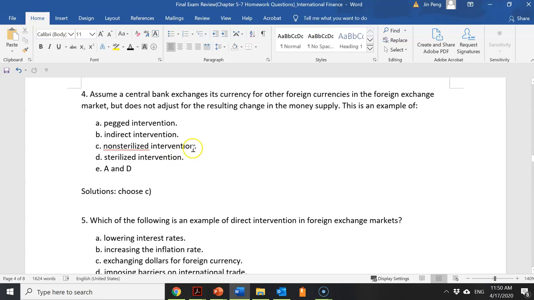Okay, and both non-sterilized and sterilized intervention, they are exchanging currency for other foreign currencies, so these are both direct intervention. Indirect interventions are not conducting these trading activities in the foreign exchange market directly, but try to affect other factors such as inflation, income, and interest rates, or trading policies.